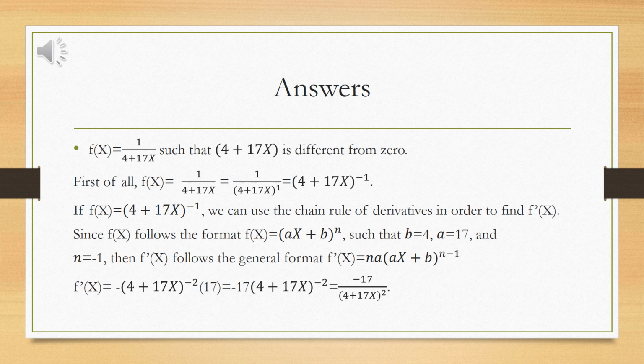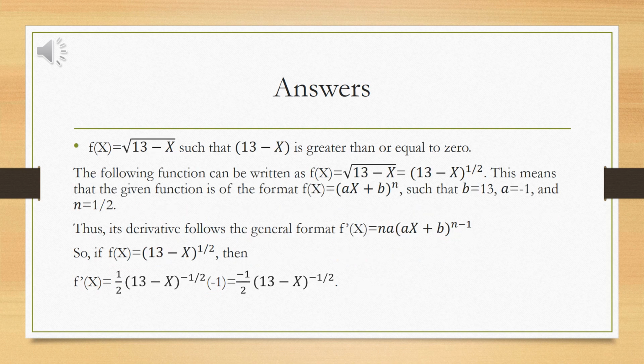Since f(x) follows the format f(x) = (ax + b)^n, such that b is 4, a is 17, and n is -1, then f'(x) follows the general format f'(x) = na(ax + b)^(n-1). So, f'(x) = -1 × (4 + 17x)^(-2) × 17, which is the derivative of 4 + 17x. f'(x) = -17 × (4 + 17x)^(-2), which is the same as -17/(4 + 17x)^2.